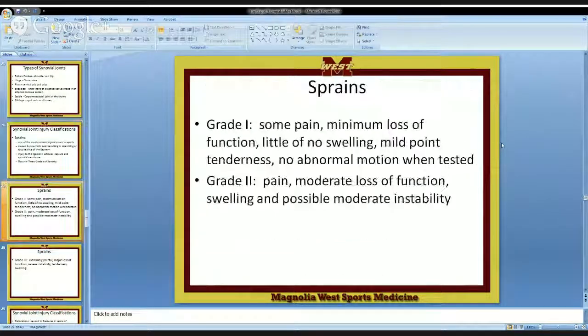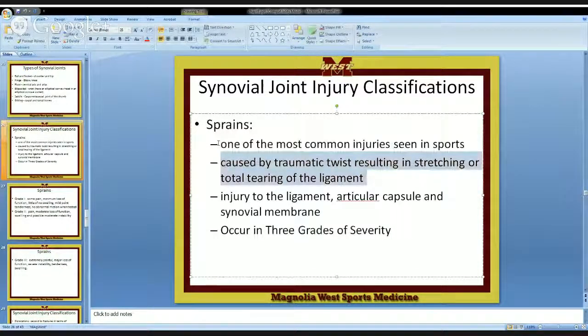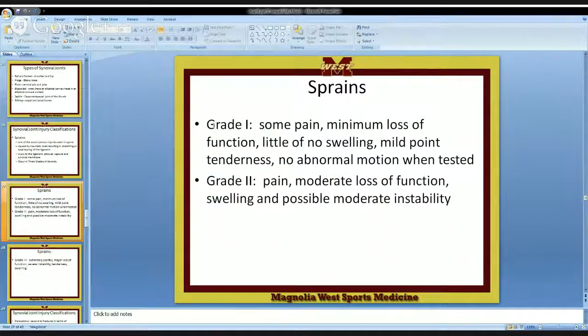Slide 27. Sprains. All right, let's go up one. Now this one I had to pull off my question, but slide 27 or 26 will also need to be known. Not in a listing question, but sprains are caused by a traumatic twist resulting in stretching or total tearing of the ligament. Remember, ligaments are sprains. Strains are muscular and tendinous.